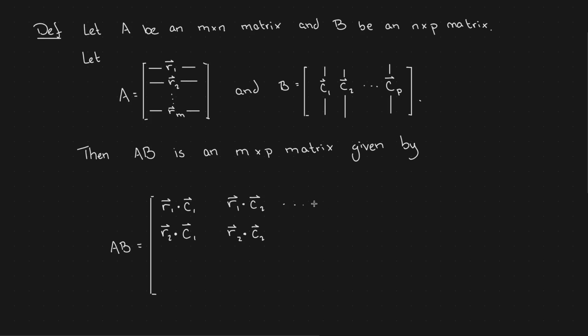All the way until we get to row 1 dotted with column P in this first row. In the second row, we'd go to row 2, column P. And we keep going until we get to the very last row, row M. And we'll take the dot product of that with column 1 and the dot product of it with column 2. And the dot product of it ultimately with column P.